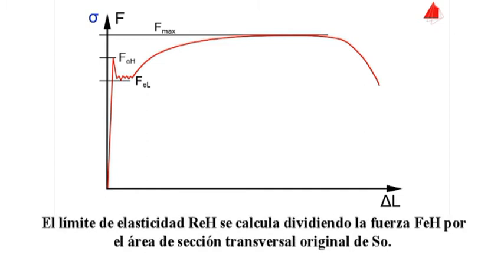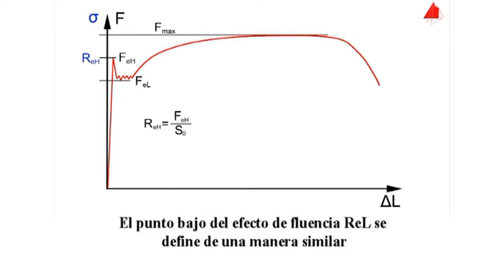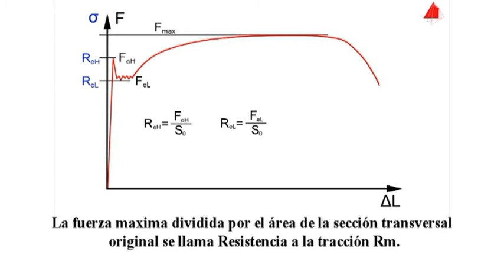The upper yield strength REH is calculated by dividing the force FEH by the original cross-sectional area S0. The lower yield strength REL is defined in a similar way. The maximum force divided by the original cross-sectional area is called tensile strength RM.